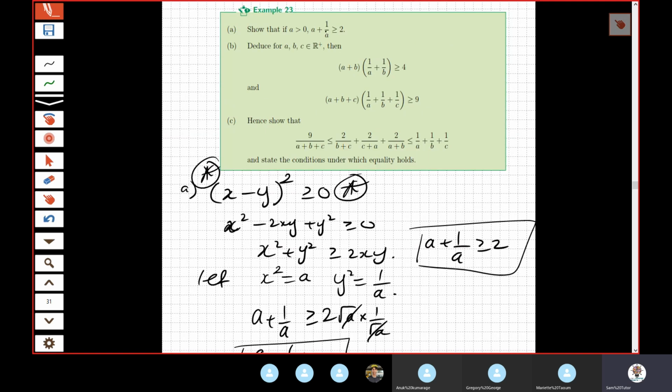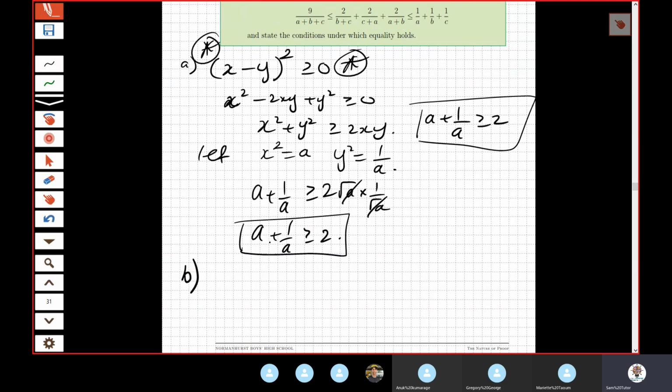Okay, the next one says deduce that for a, b, and c being elements of the real numbers, (a + b)(1/a + 1/b) ≥ 4. So we're trying to prove (a + b)(1/a + 1/b) is greater than or equal to 4.